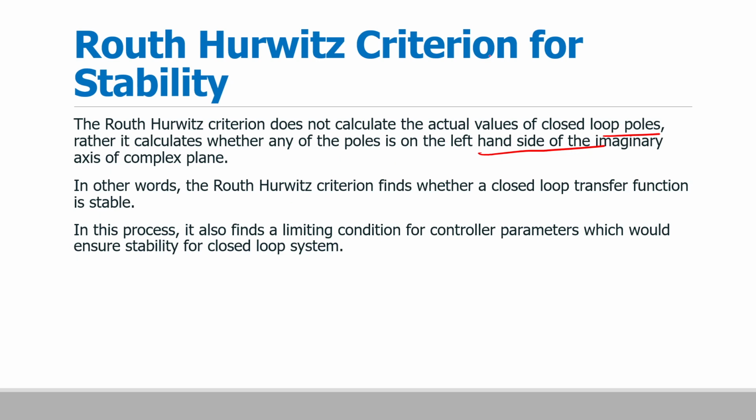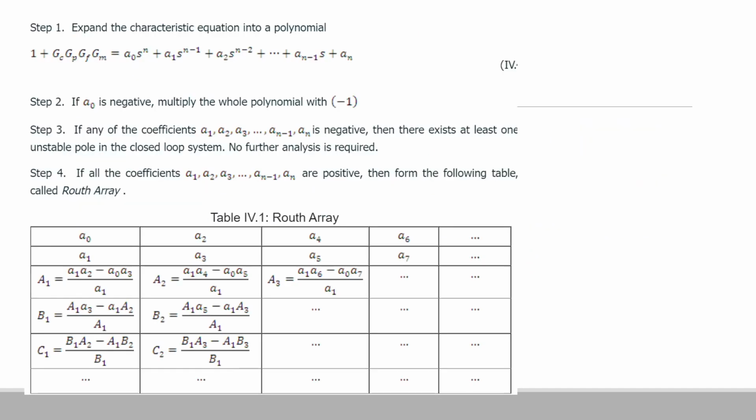And ultimately, using that, we will find the limiting conditions for the controller parameters, which would ensure the stability of the closed loop control system. So then there are the steps for how we will analyze the Routh array. So the first one is we will find the characteristic equation of the polynomial.